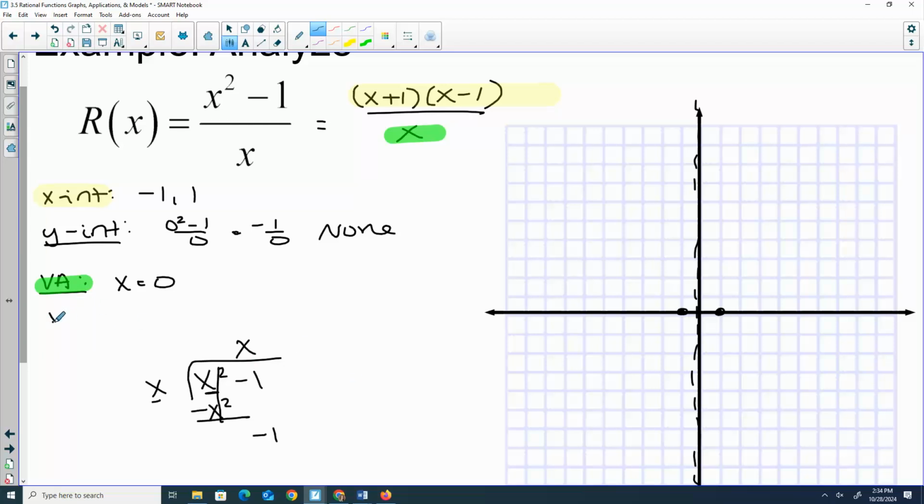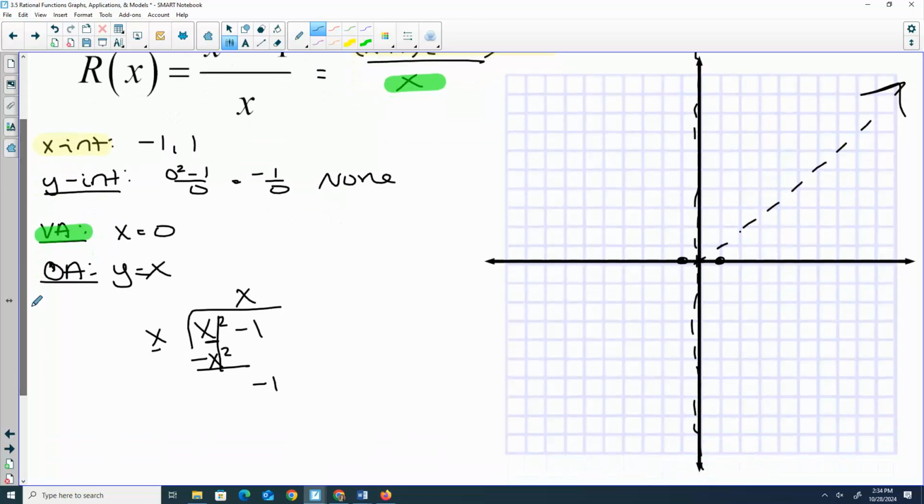Is this horizontal or oblique? Oblique. If it's got an x in it, it's oblique. The line is just y equals x. So that's a line, y-intercept at 0, slope of 1. So we were graphing that line, y equals mx plus b. There's nothing added on the end, so we started at 0, up 1 over 1.